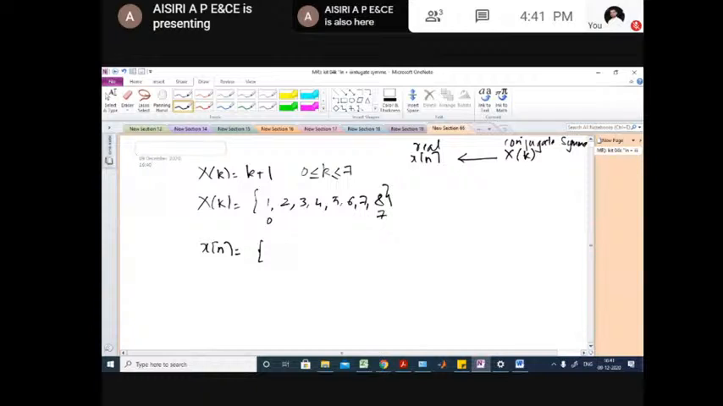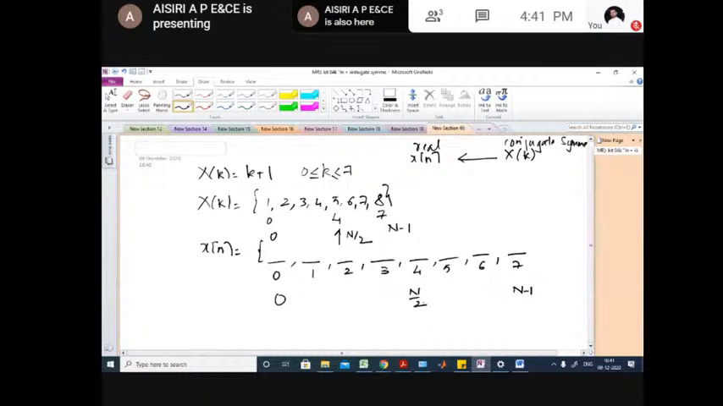So we have again the 8 values. The 0th value, and this is the middle point: 0, 1, 2, 3, 4. So this is the 4th midpoint, which is nothing but N by 2, because they are taking an 8-point DFT. This is N minus 1. So 0, 1, 2, 3, 4, 5, 6, 7. This is the 0th, this is N by 2, and this is N minus 1.